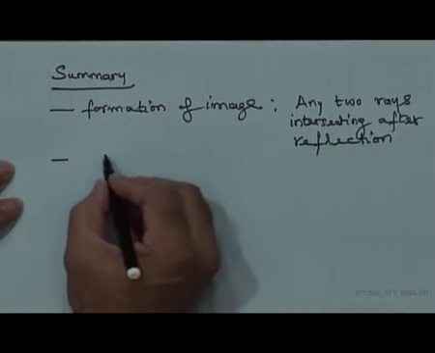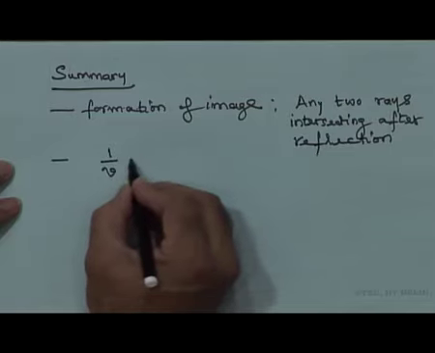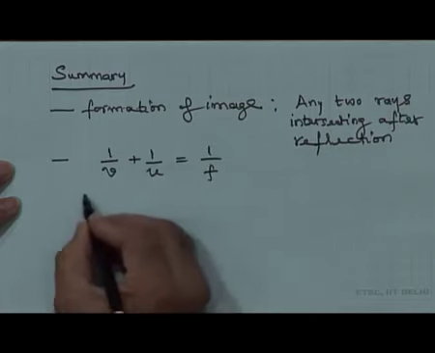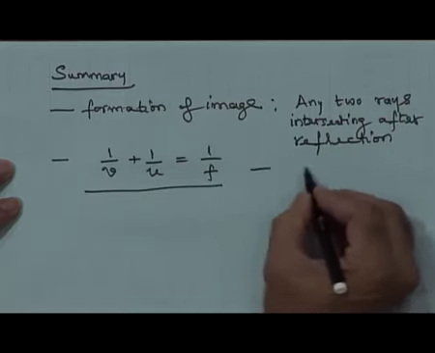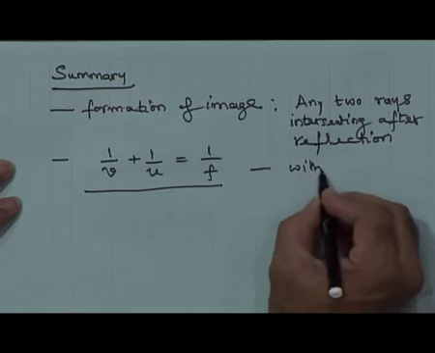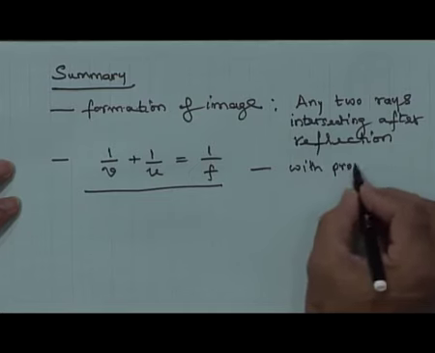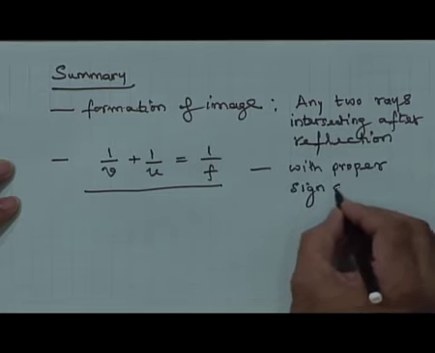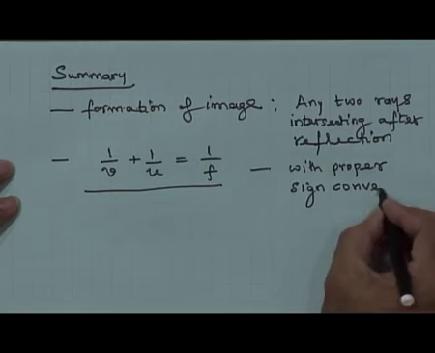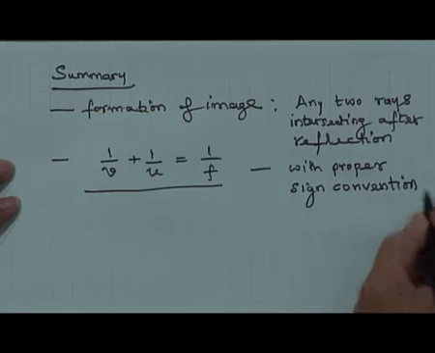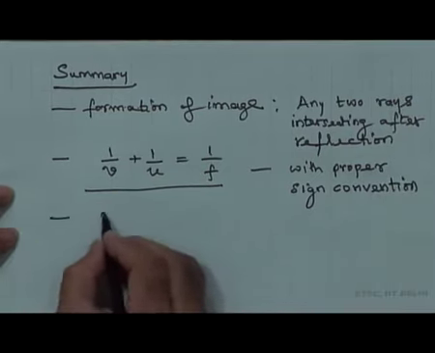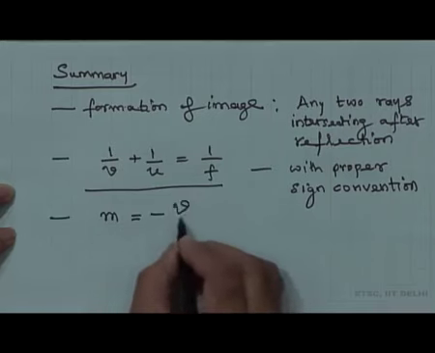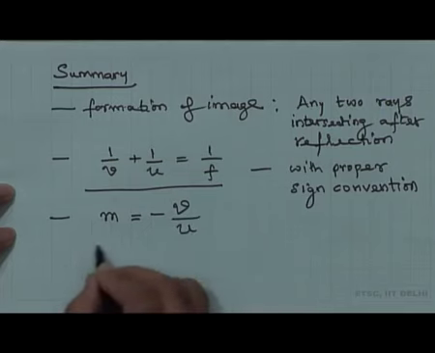Then we have derived the mirror equation, 1 over v plus 1 over u is equal to 1 over f, with proper sign convention, and of course, the lateral or linear magnification is equal to minus v divided by u.